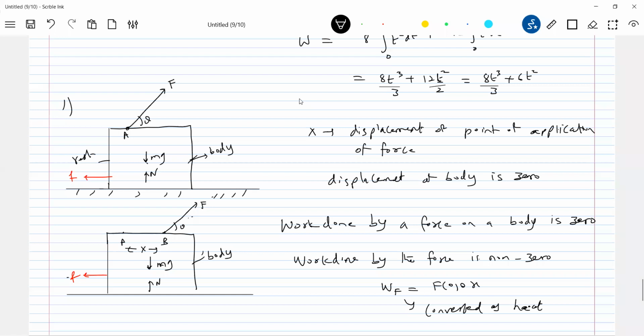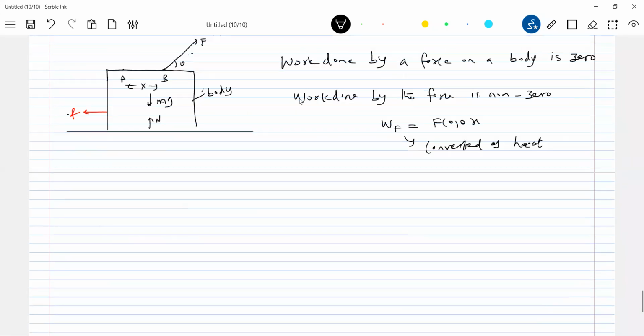Suppose you apply a force where the body will move and the point of application also moves. I think this can also happen, no? Second situation.